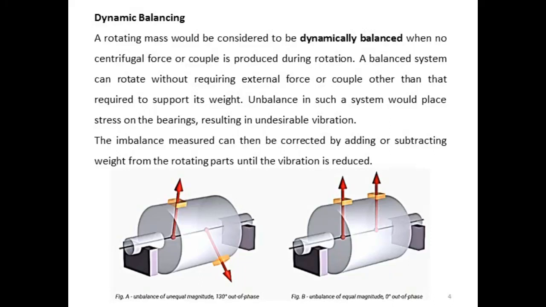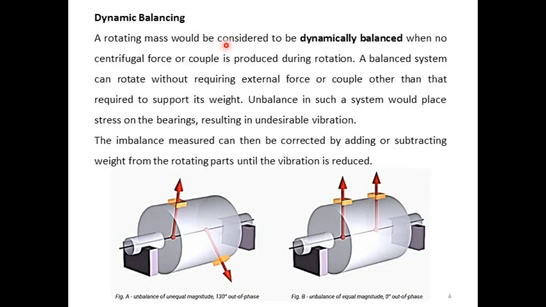A rotating mass will be considered dynamically balanced when there is no centrifugal force or couple produced during rotation. So rotation is the keyword in the case of dynamic balancing. If you recall, in the case of static balance, the rotor was already at a halt. It was not rotating anymore. But due to the presence of some unbalanced mass, the rotor will tend to rotate.